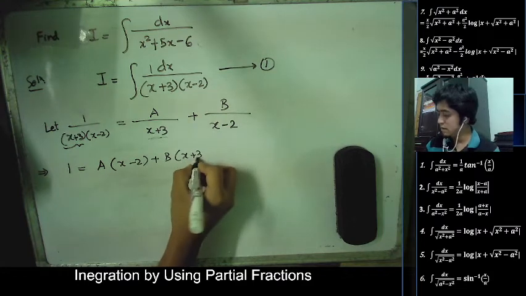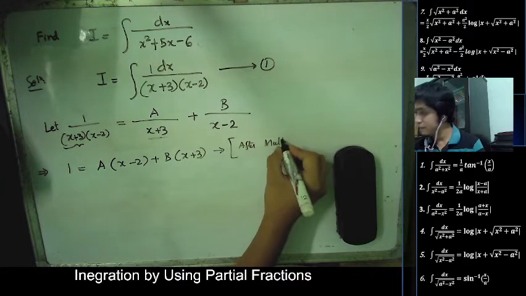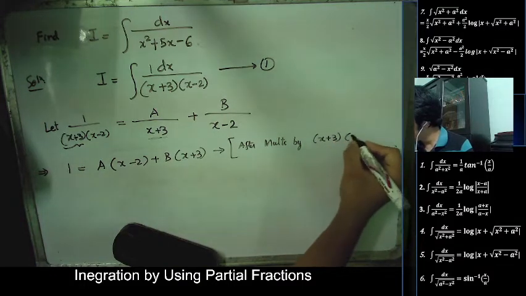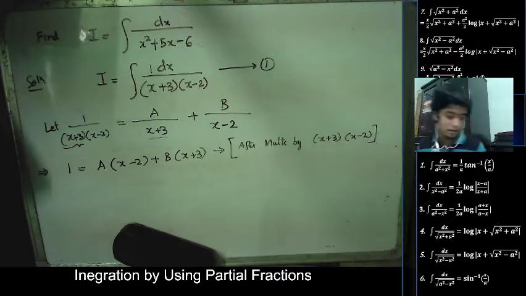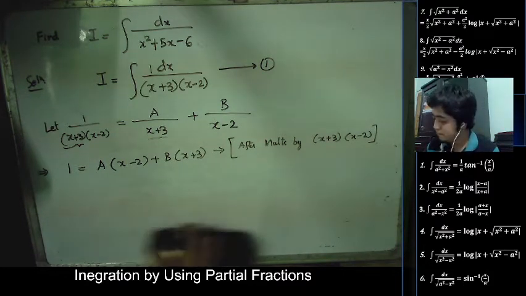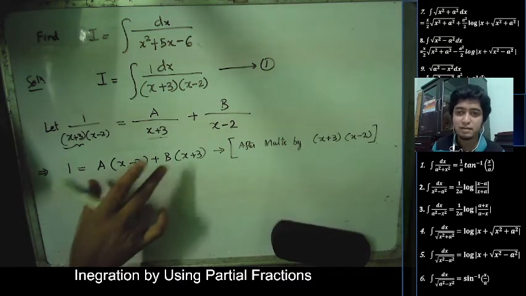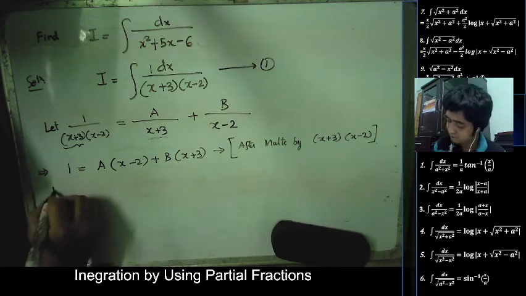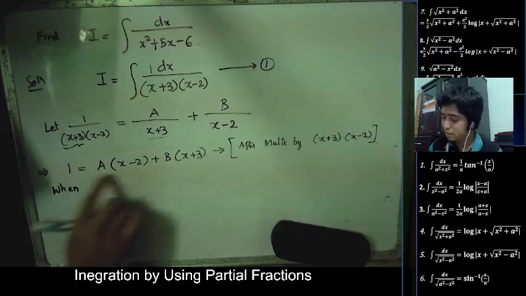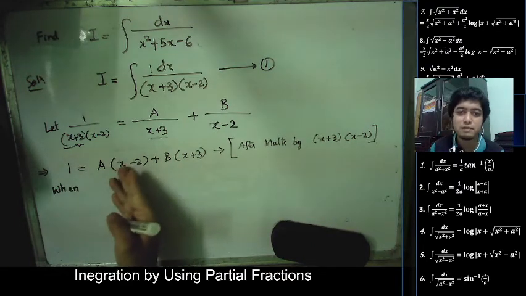Over here it is after multiplying by this denominator, x plus 3, x minus 2. So what do we do next after multiplying? We will find the values of a and b. They are constants, so we can find the values. How do we do that? We have two ways. One is by comparing the coefficients after multiplying, and another way is by putting particular values of x.